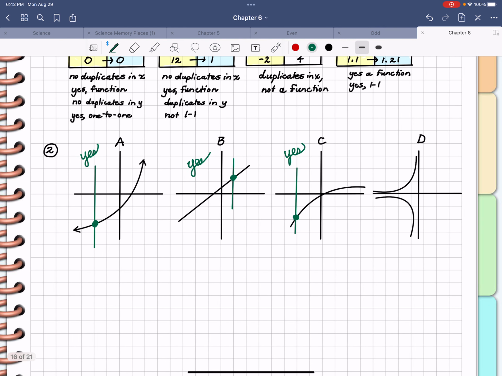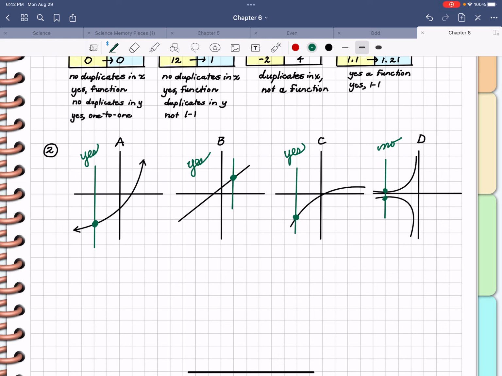And D, you'll see it as soon as I draw the vertical line. It doesn't just touch at one point. It touches here and here. So D fails the vertical line test. No, it is not a function. But it's a cool picture.